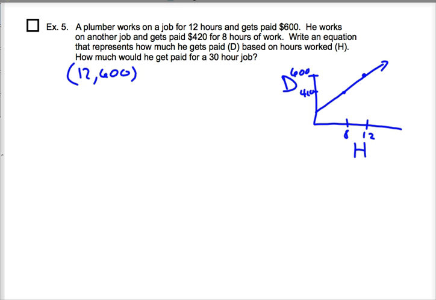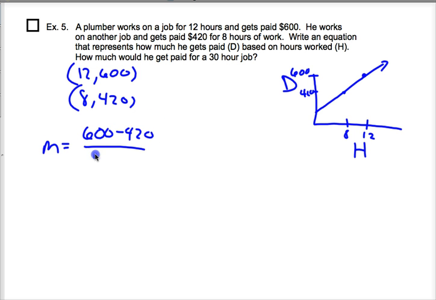What's the equation of that that represents any amount of time worked? So what I gave you is 2 points. What will happen is people will get these accidentally reversed, put 600 comma 12, 420 comma 8. You've got to be careful with that. Think about what your x and y need to be. Now you've got 2 points. Go through the same work we did before. Find the slope.